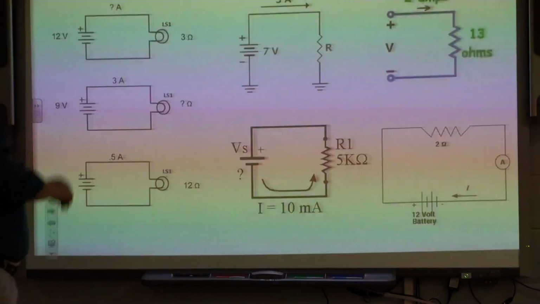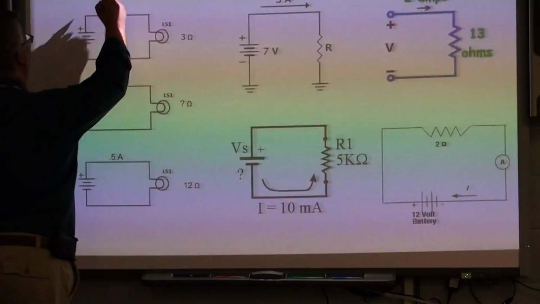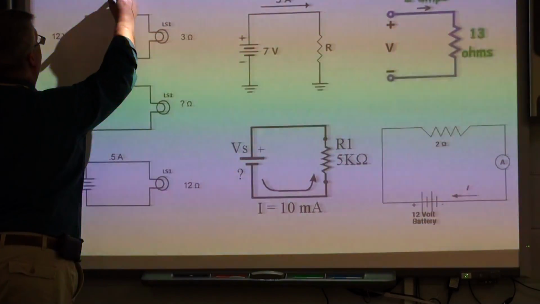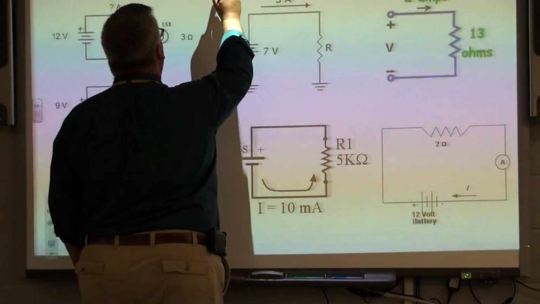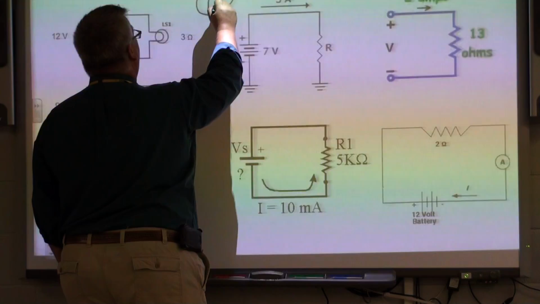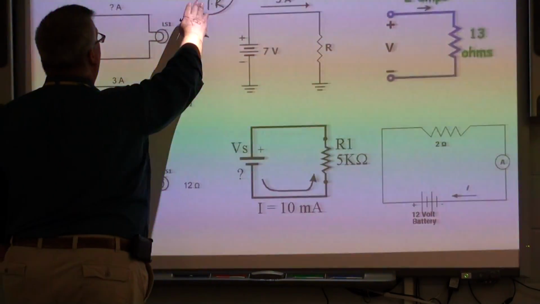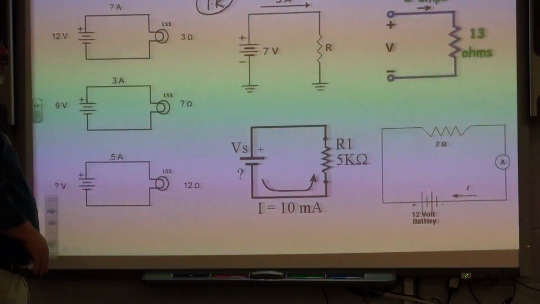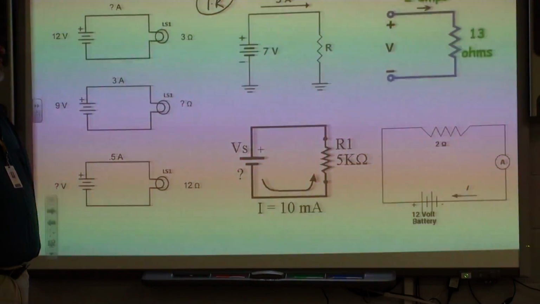All right, we got 12 volts, we got 3 ohms. What's our current? 4 amps. So we take 12 divided by 3. And again, we're referring back to this little Ohm's law pie. V equals I times R. We cover up whichever one we want. We want I, that gives us V divided by R. If you memorize that, you'll have all of this that you need.